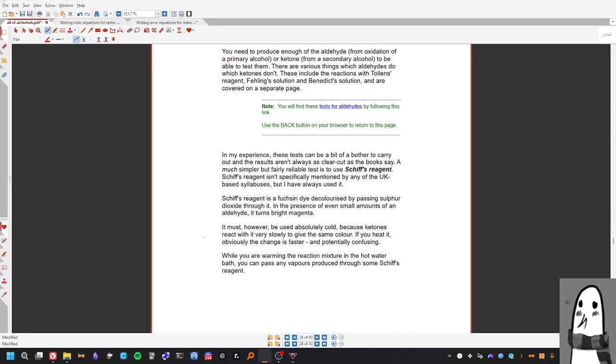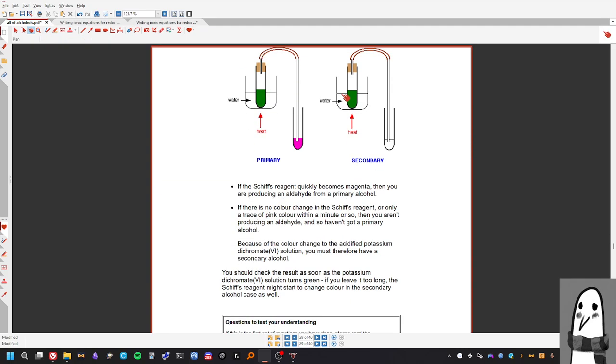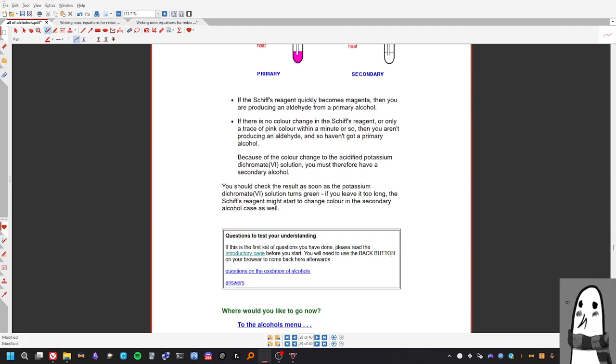In my experience, these tests can be a bit of a bother to carry out, and the results aren't always as clear-cut as the books say. A much simpler but fairly reliable test is to use Schiff's reagent. Schiff's reagent isn't specifically mentioned in any of the UK syllabus, but it's the one that I have always used. Schiff's reagent is fuchsin dye decolorized by passing sulfur dioxide through it. In the presence of even small amounts of aldehyde, it turns a bright magenta. It must, however, be absolutely cold, because ketones react with it very slowly and would eventually give the same color. If you heat it, obviously the reaction will be faster, the change will be faster and potentially confusing. While you are warming the reaction mixture in the hot water bath, you can pass any vapors produced through some Schiff's reagent. That's kind of confusing, but it's okay. Oh, they go hard on Schiff's reagent. Okay.